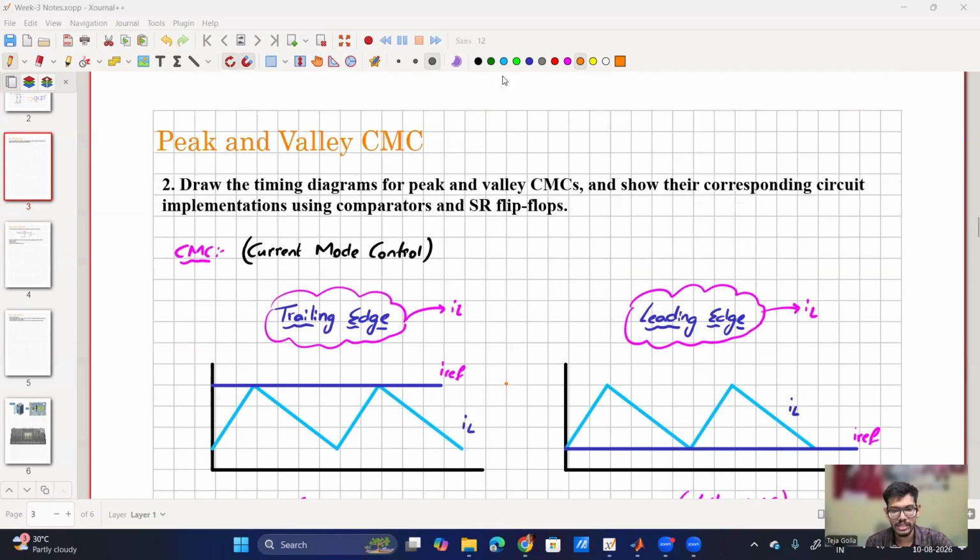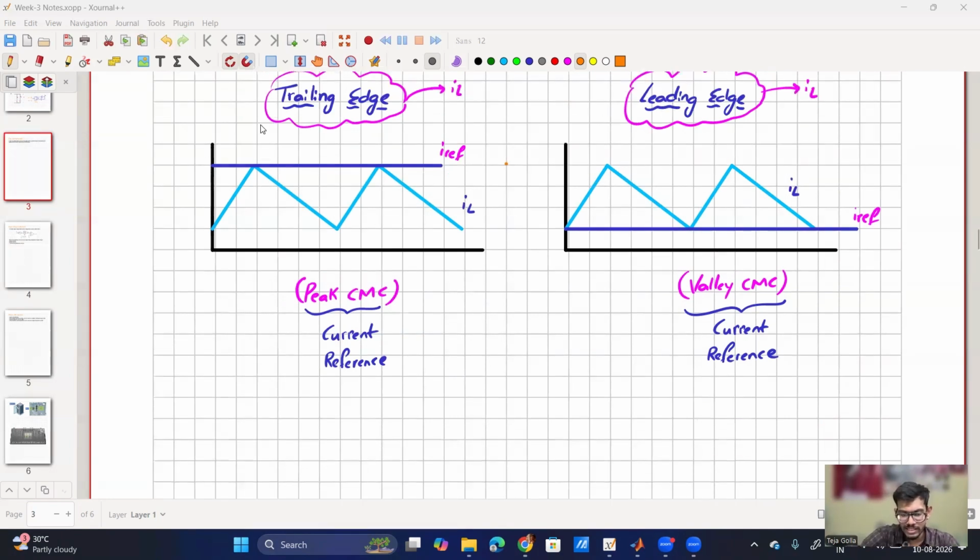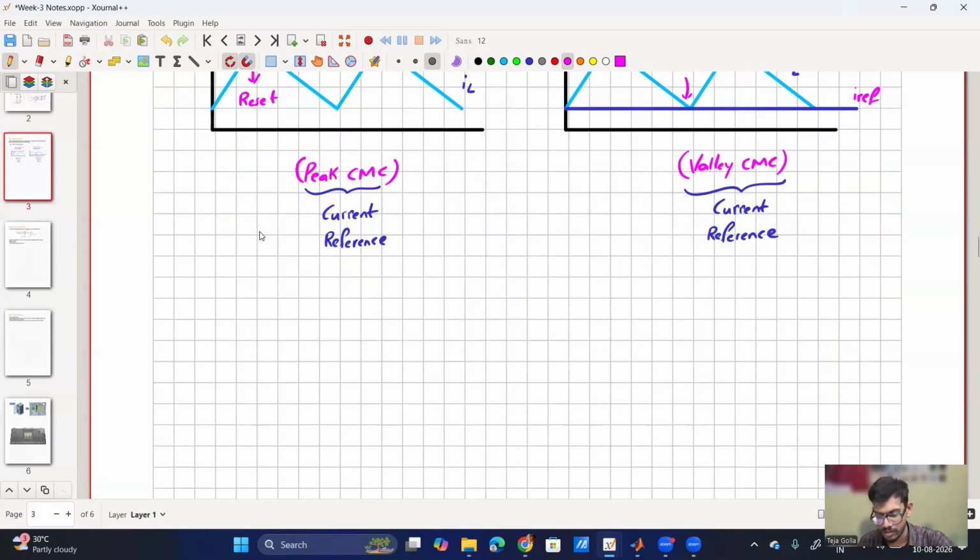I have asked to draw the timing diagrams, and once the timing diagrams are drawn, I'm asking how to implement them using comparators as well as SR flip-flops. It is also easy. So this is set pulse generation. Whenever this is hit, reset pulse is generated because the inductor current is falling. Whenever this is hit, set pulse is generated because after that it starts to rise. So first we have to generate the reset pulse, which is the comparison of IL and I reference.